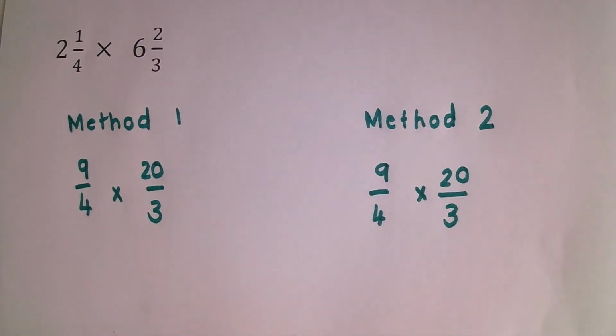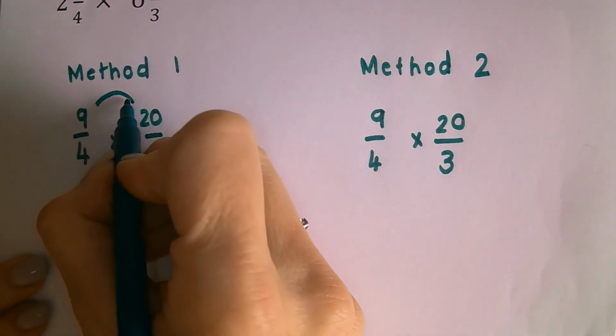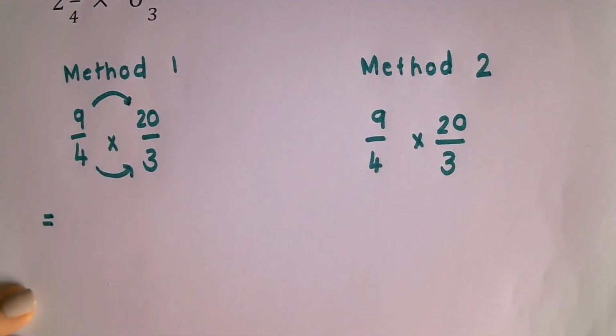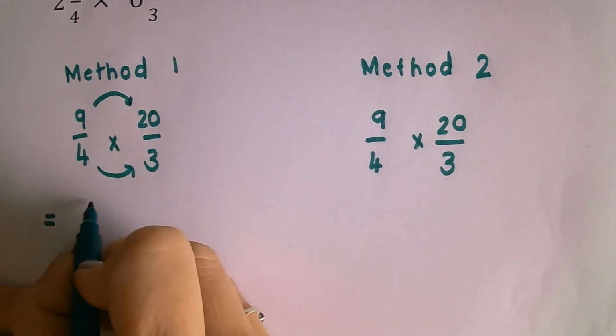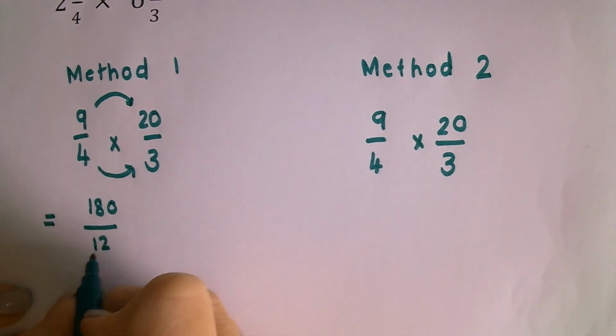Okay, so method number 1, remember, is all about just timesing them out. Nothing is really happening besides timesing top with top and bottom with bottom. Now 9 times 20 is 180. 4 times 3 is 12.